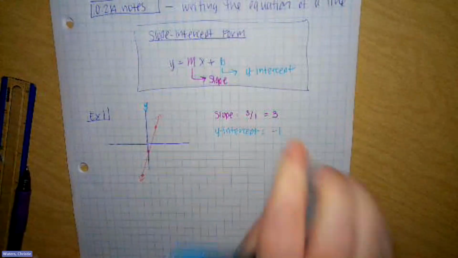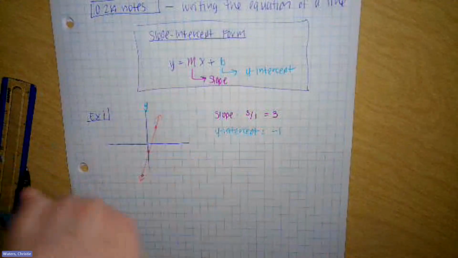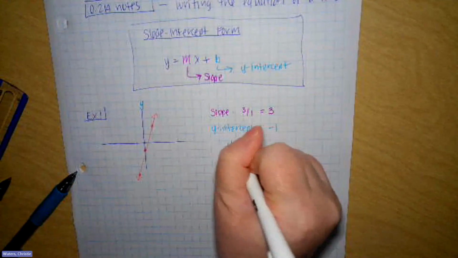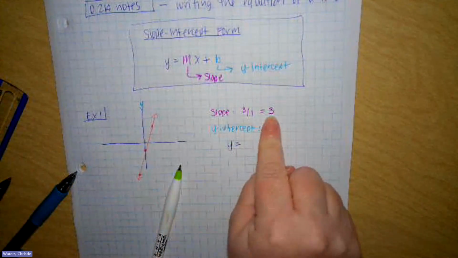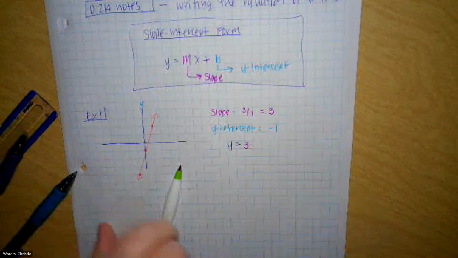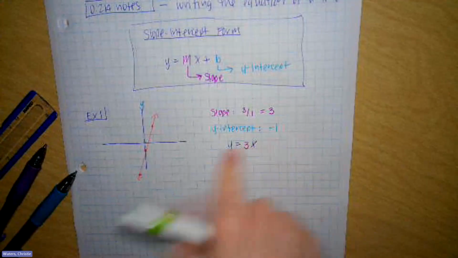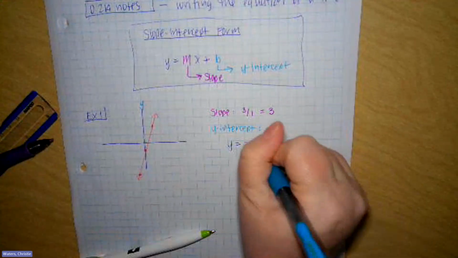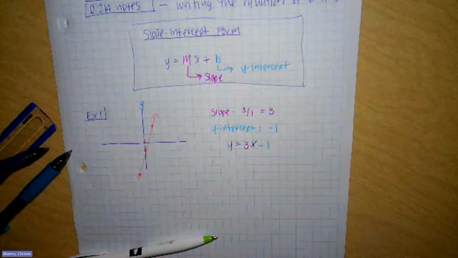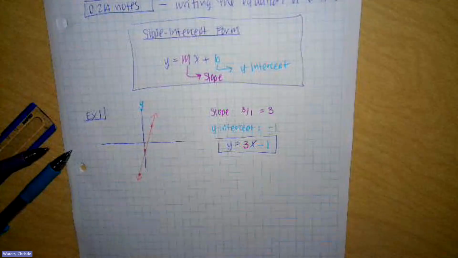So what I do now is I plug those two numbers into this equation. Every slope-intercept equation starts with y equals, and then we write down the number for the slope. So this slope is 3, and then we put x, and then we write down the y-intercept, and this y-intercept is -1. If it was a positive number, I would put +1. And that is my answer, 3x minus 1.